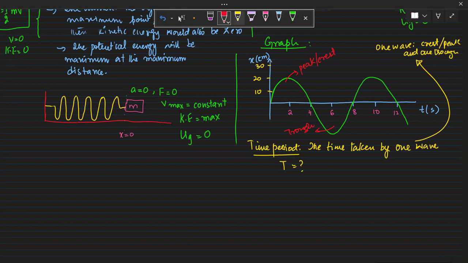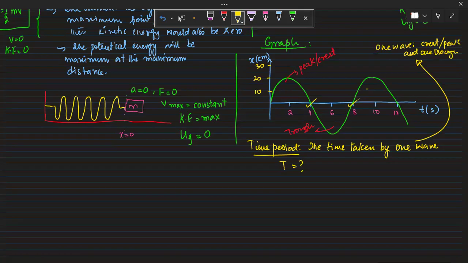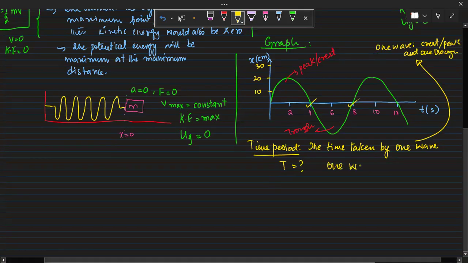So these two things are completed in how many seconds? In 8 seconds. One half cycle is completed at 4 and the other half is completed at another 8. So altogether one wave is completed in 8 seconds. So one wave time equals 8 seconds. Therefore, time period, which is denoted by capital T, is also 8 seconds. Clear?